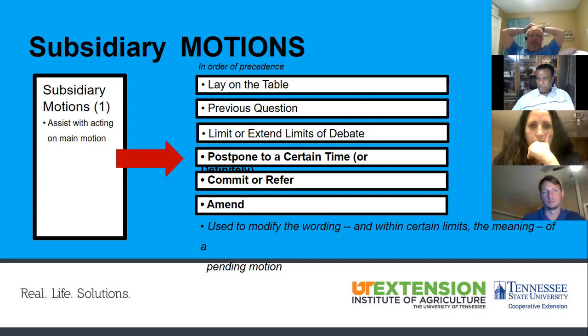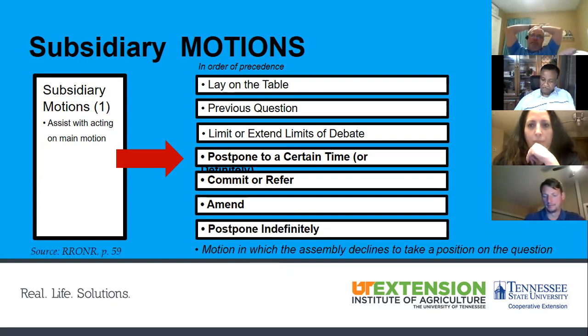And then that motion could be amended again. Somebody could say, I don't want a blue car, I think it should be green. You could go on infinitely. But we do see a lot of amendments, especially with time, money, different things like that, dates. And then the final subsidiary motion is the motion to postpone indefinitely. This is a motion that the group really doesn't want to take a position on the question.